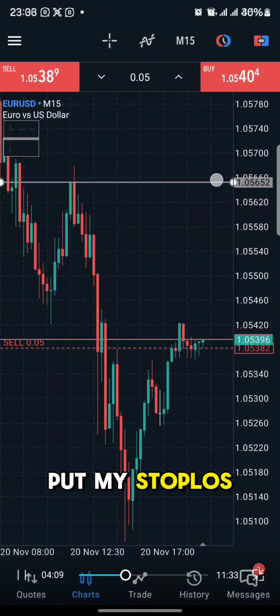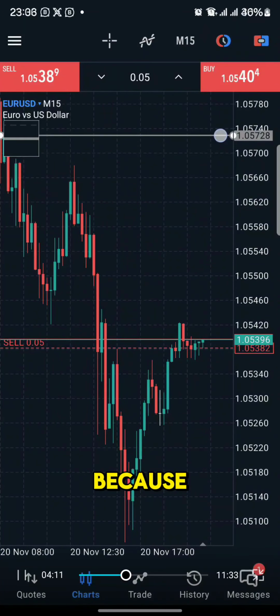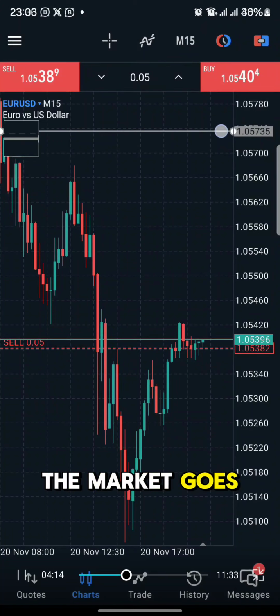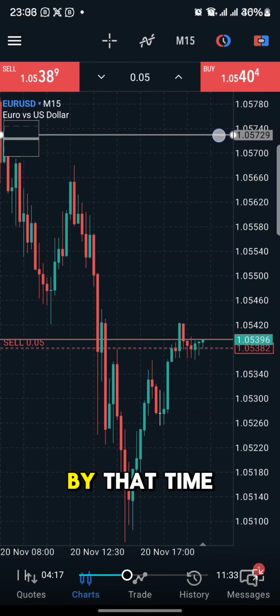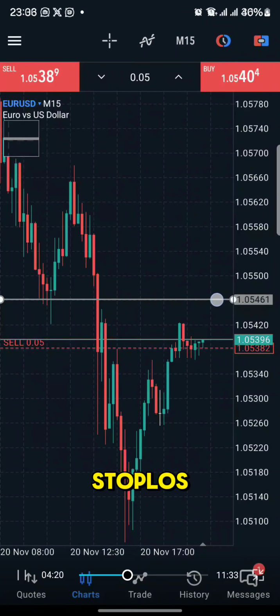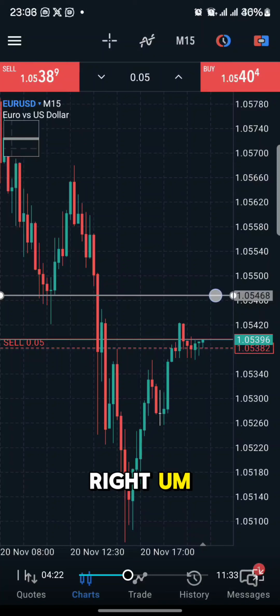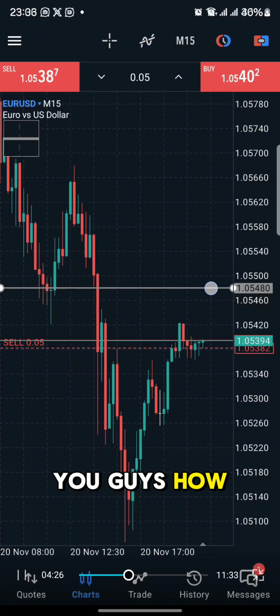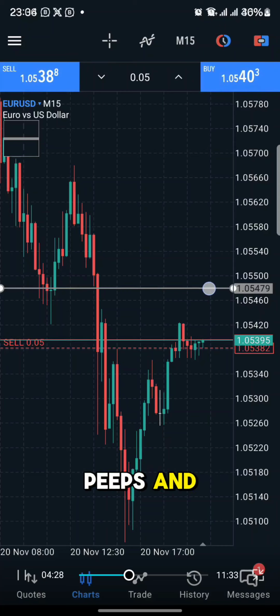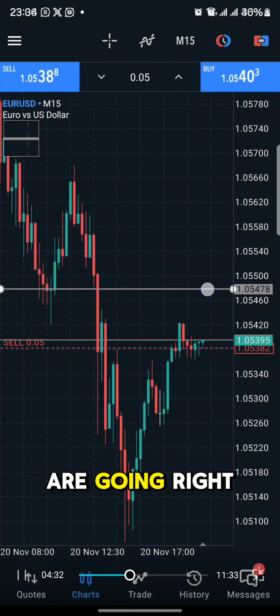I can put my stop loss at that level because by the time the market goes up to that level, probably my account would have been blown. So I must put my stop loss somewhere there, right? I'll explain to you guys how to calculate pips and all that, but for now I just want you guys to know the basics, right, where we're going, right? So I'm going to put my stop loss somewhere there, right?